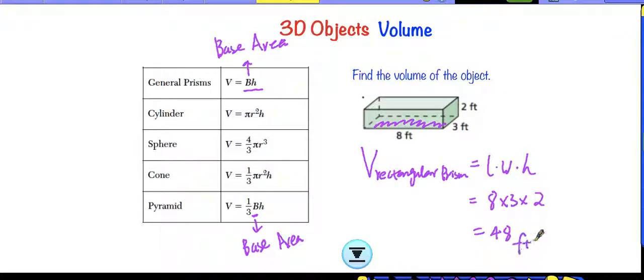Do not forget the unit, since each side is in feet, and we multiply feet 3 times. So this time is different from the area. Area is squared since we multiply 2 times. Here we multiply 3 times, so this is going to be cubed. Feet cubed. So this is how we do that.